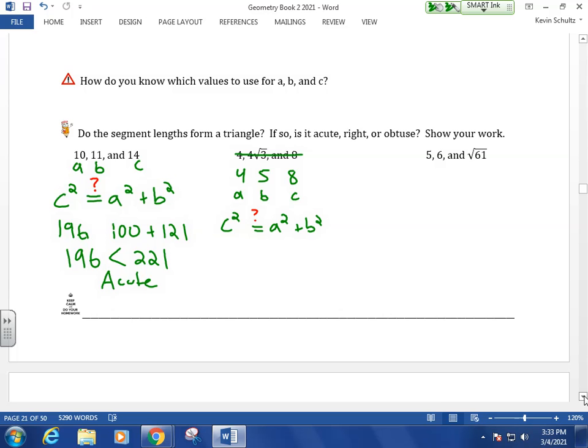Well, my C value being 8, I'm going to square that. That gives me 64. A squared, my value for A is 4. 4 squared is 16. B squared, my value for B is 5. 5 squared is 25. And so I get 64, and I'm comparing that with the sum of 16 plus 25, which is 41. 64 is greater than 41, and because C squared is greater than the sum of A squared and B squared, I know that this triangle with those side lengths is going to be obtuse.